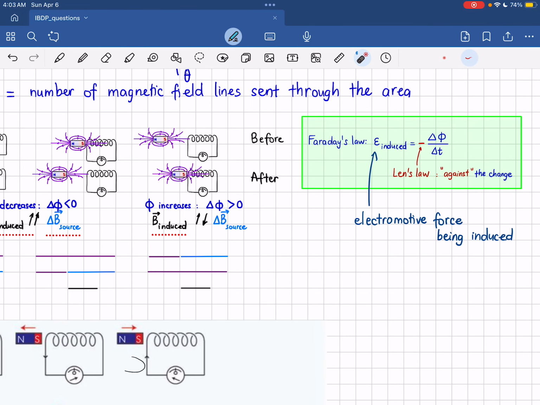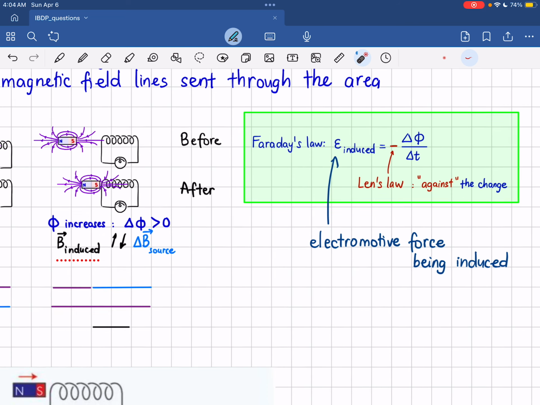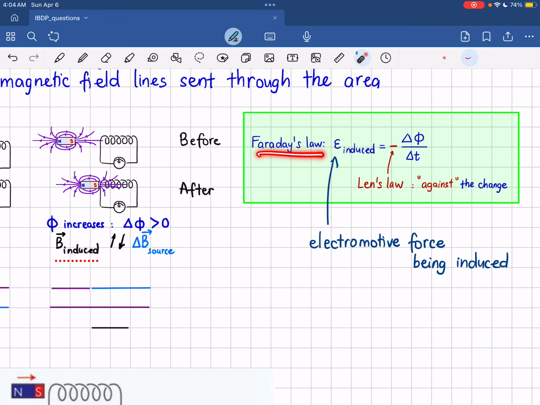Okay, so about induction, the phenomenon has been studied, and there's a relationship between the rate of change in magnetic flux over time, right? And an electromotive force is induced that is proportional to the rate of change in magnetic flux. That's what Faraday's law is about. And then Lenz's law also adds a negative sign here.